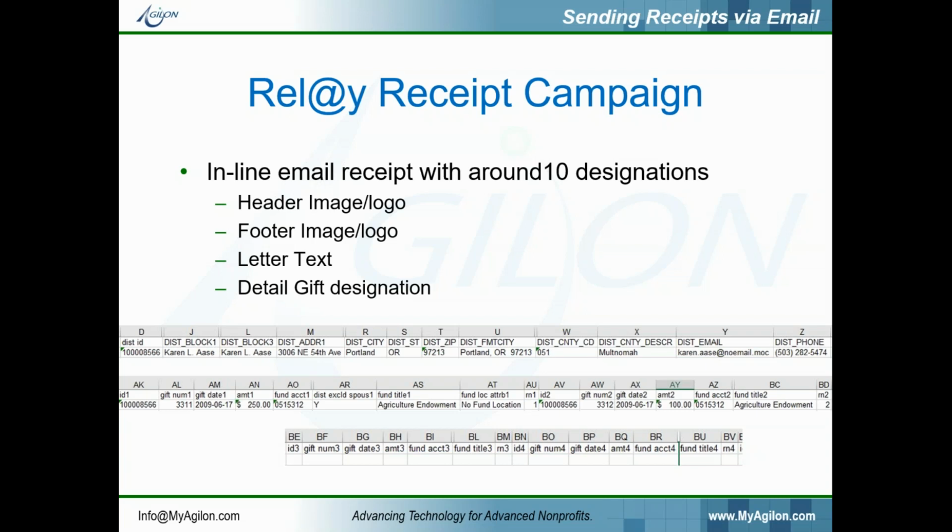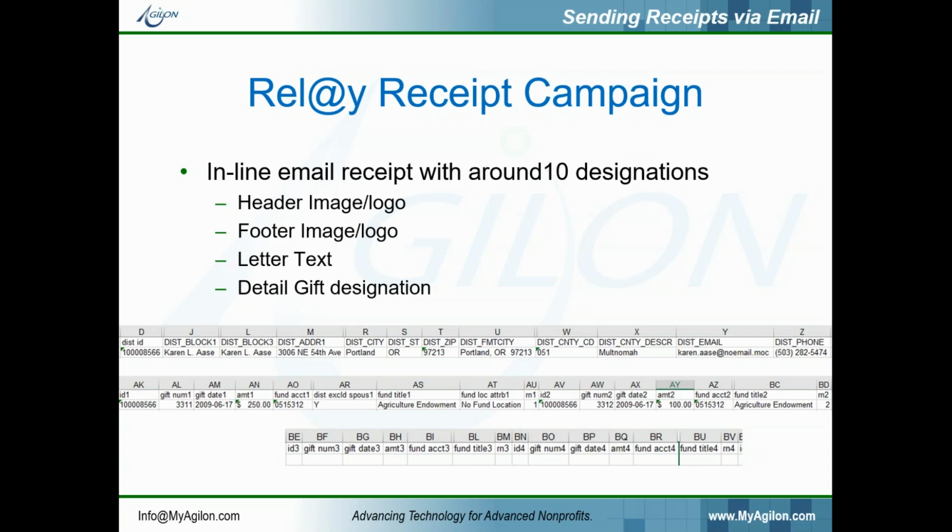Within that relay campaign, there's the header image and logo. There's the footer image and logo. We have the letter text that you'll be changing. I'll show you what the relay campaign looks like a little bit. And then there's the detail gift designation. This is an example of what the output might look like. I've gotten rid of a lot of the columns that are there, but this is what the columns might look like when we have an inline email receipt.